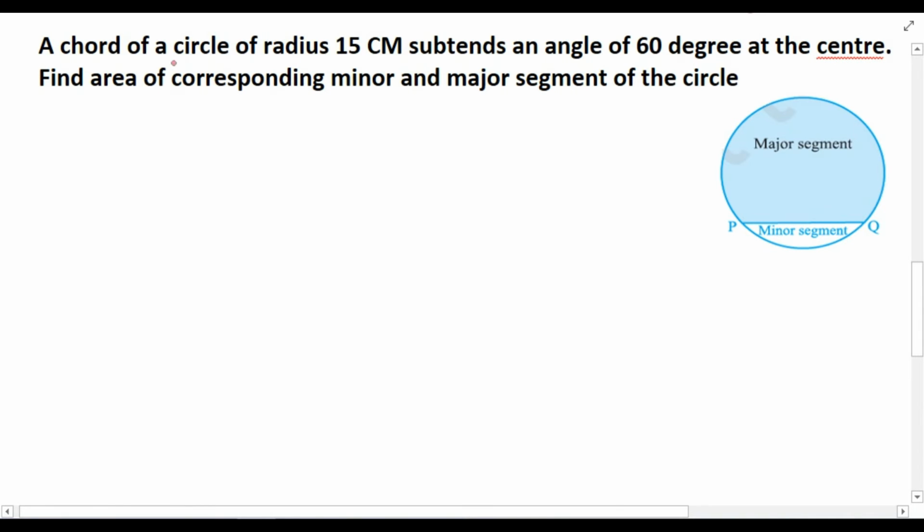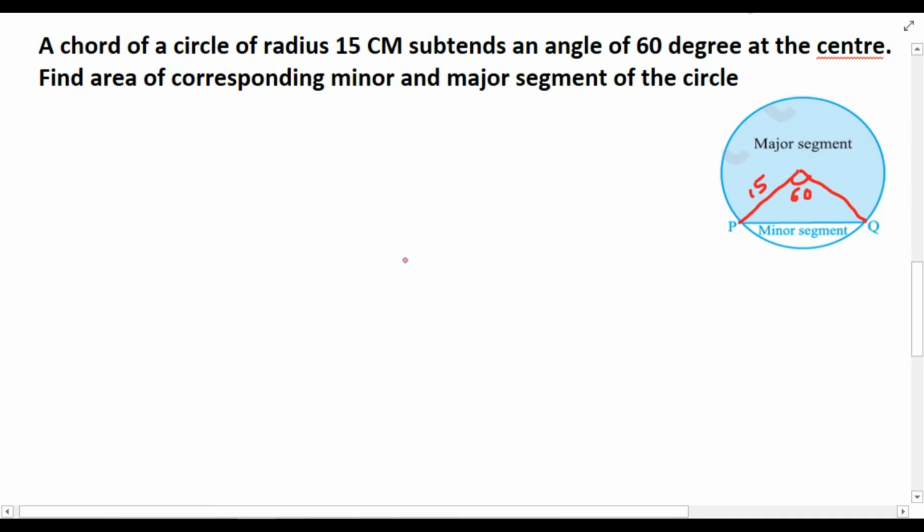Now the second question is: a chord of a circle of radius 15 centimeter subtends an angle of 60 degree at the center. Find the area of the corresponding minor and major segments of the circle. You can see this is the minor segment, this is the major segment. This is the center of the circle, the radius is 15 centimeter, and it subtends an angle of 60 degree at the center.